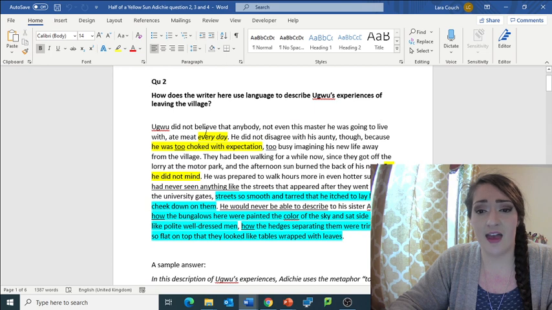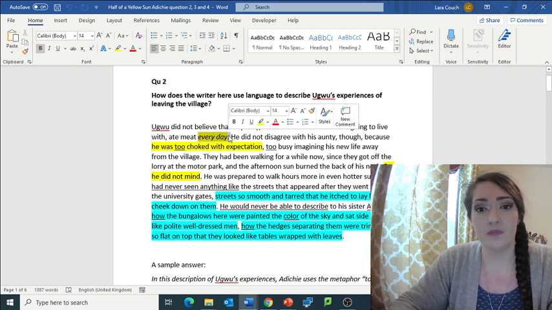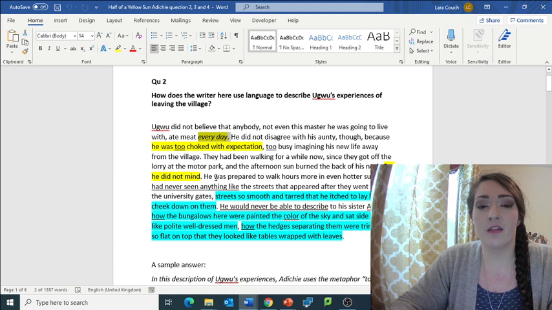Ue did not believe that anybody, not even his master he was going to live with, ate meat every day. So language, I've zoomed in on every day. That shows how surprised he is, how amazed he is. He's in disbelief. How can you eat meat every day? How can you afford it? It really shows the divide in wealth, that rural poverty and the moderately well-off or affluent professor in the more urban area. So something you could zoom in about that.